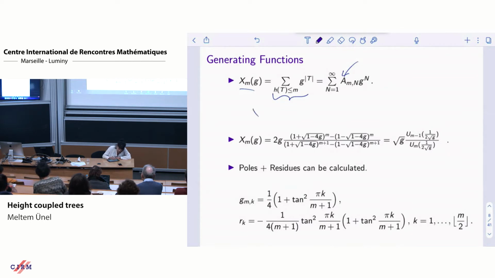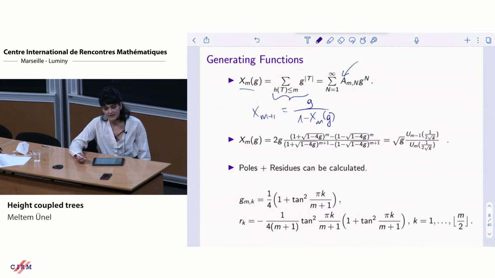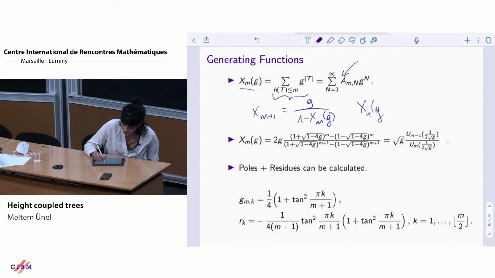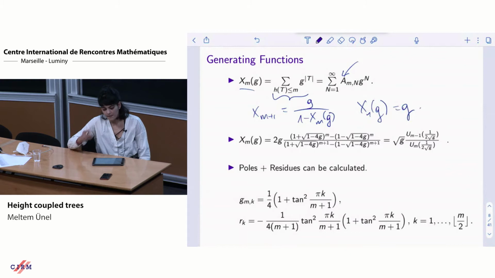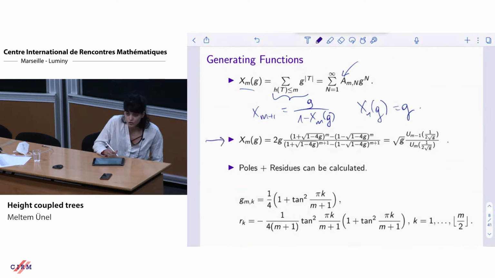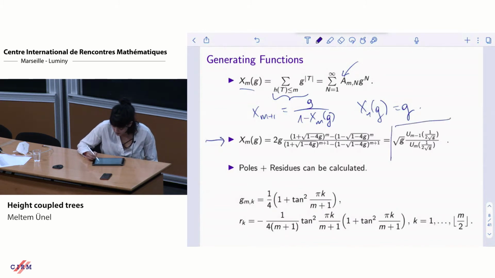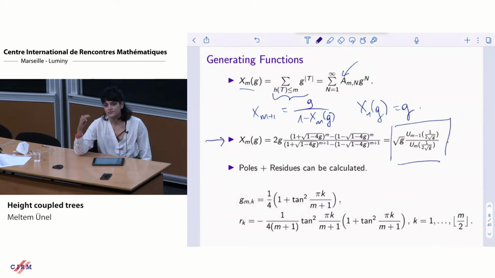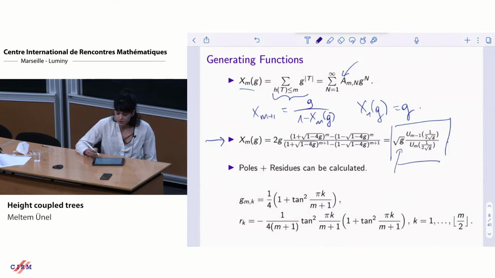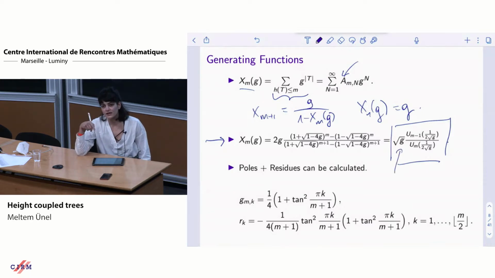And there is a recursion relation. These things are also written in many places. And x_1(g) is equal to g. And this recursion relation can be solved explicitly to give this closed form of the generating function. And it can actually also be written as a fraction of two Chebyshev polynomials of second kind up to a factor of square root of g, from which we can analyze fully the singular behavior of these generating functions.